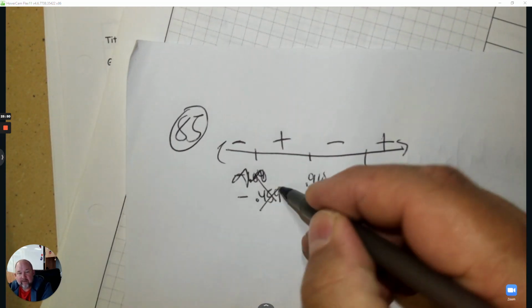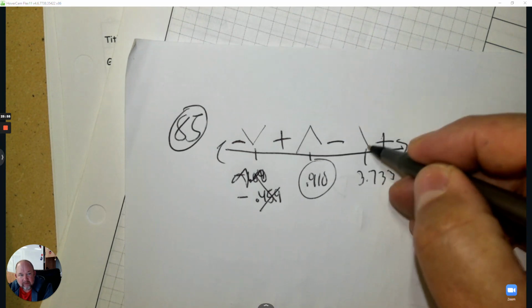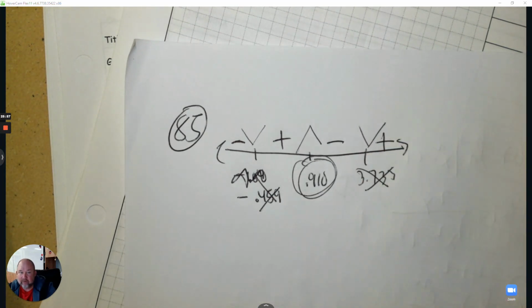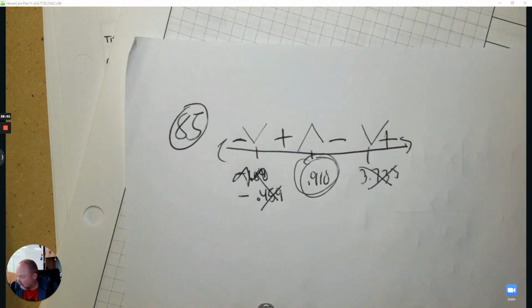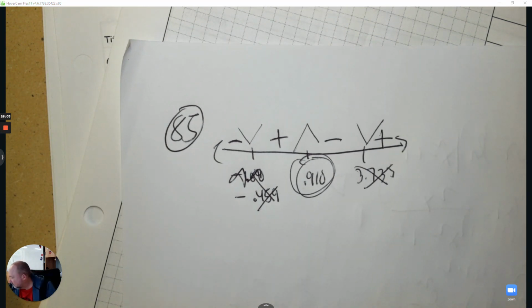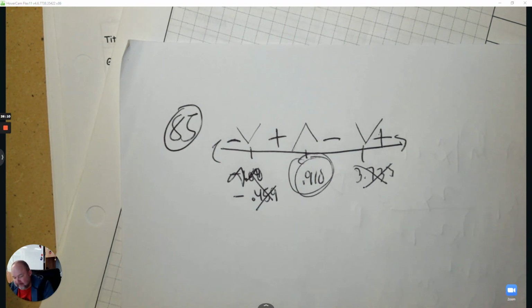So this is not. This goes down and then up. This one is a maximum. This is a minimum. So at what number is there a maximum? Where it rises and then falls? And the answer is at 0.91. So the answer is C.